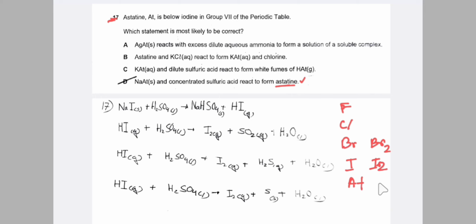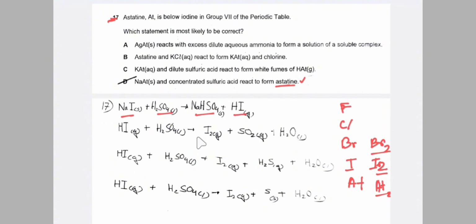iodine forms I2. So astatine also forms At2 because down the group the reducing ability increases, and down the group the halides become more oxidized. So yes, they become oxidized, and you must remember this information, that is sodium iodide reacts with H2SO4 to form NaHSO4 plus HI.